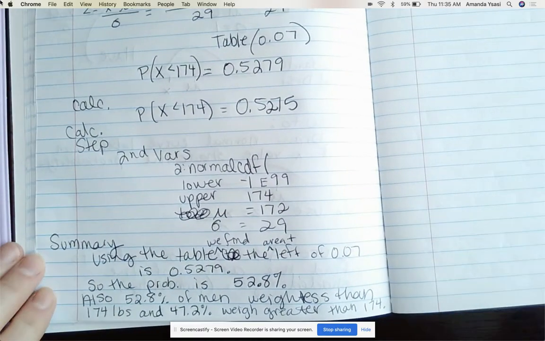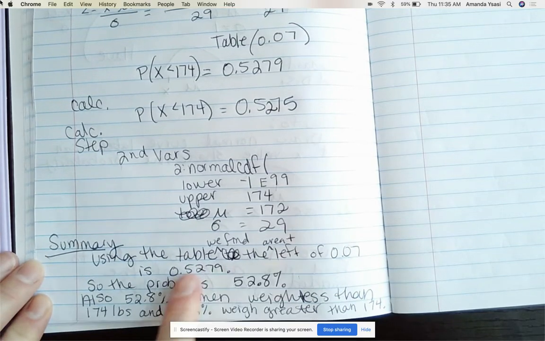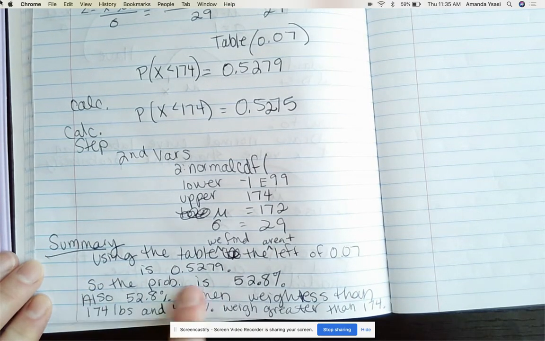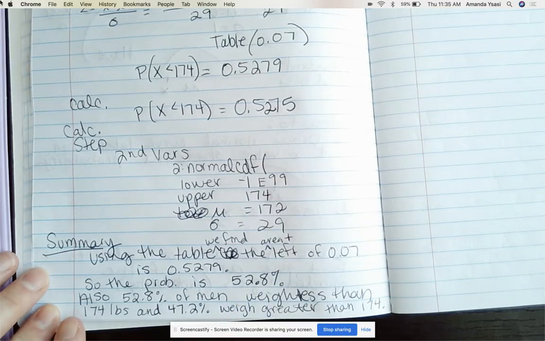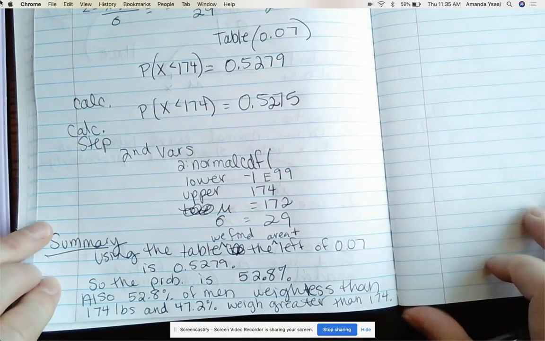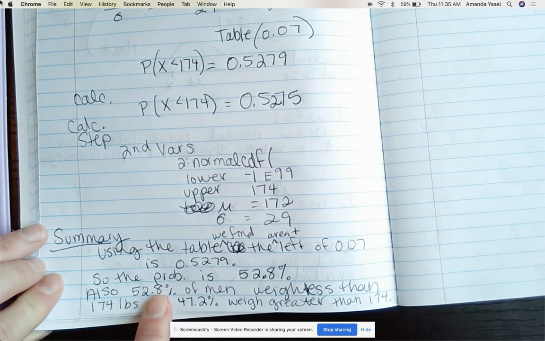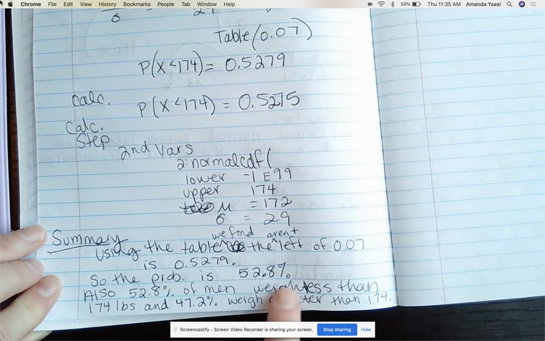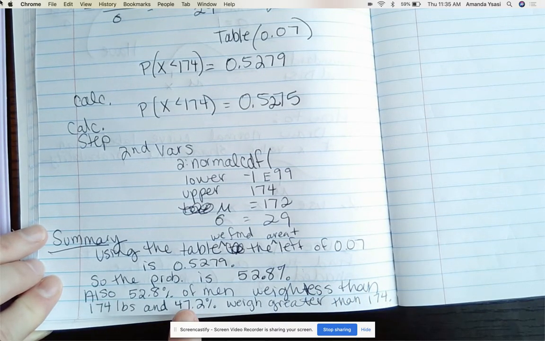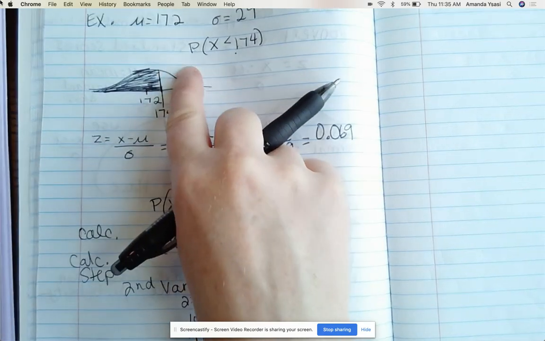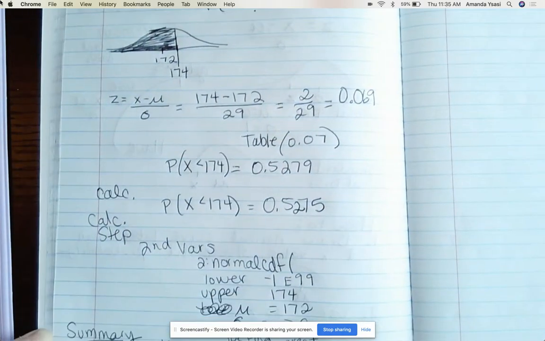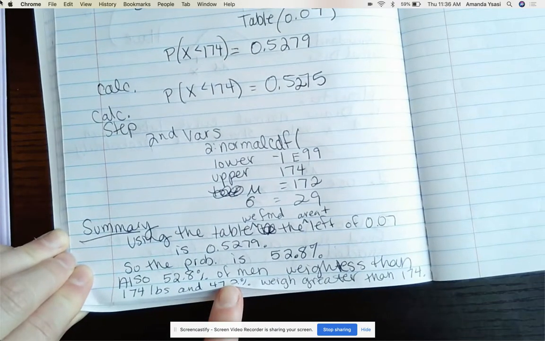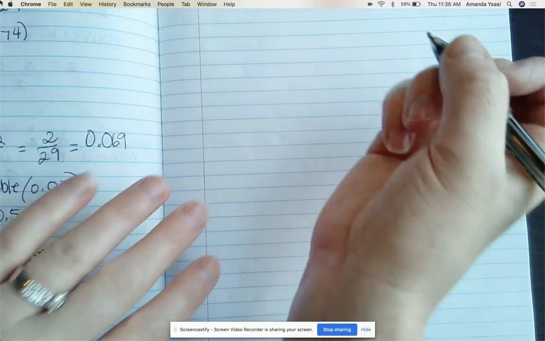So that's just a little summary. Basically, using the table, that is what we get. We can convert that to a percent and then summarize, okay, 52.8% way less than 174. So then to the other side, greater than 174 is 47.2%. Okay, so let's do another one.